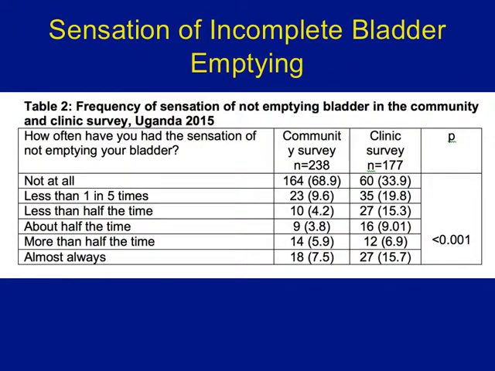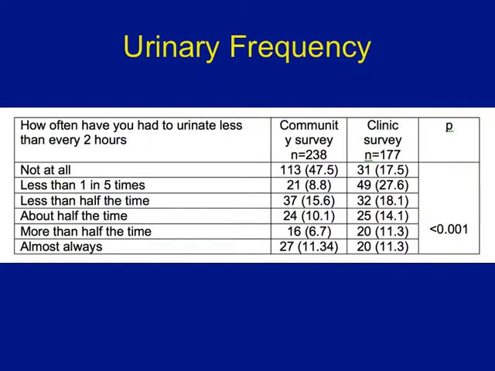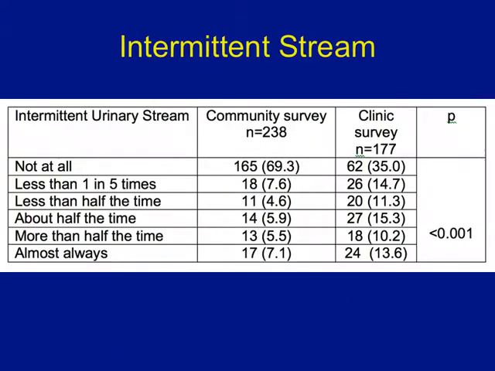So now I'm just going to touch really quickly on an overview of what kind of symptoms people reported that they were experiencing. About a third of men in the community had sensation of incomplete bladder emptying versus about 2/3 of people who showed up at the clinic. And about 15% of the people in clinic indicated that they almost always had this sensation of incomplete bladder emptying. About half of men in the community had some degree of urinary frequency versus 82% of people who were appearing at clinic complaining of that symptom.